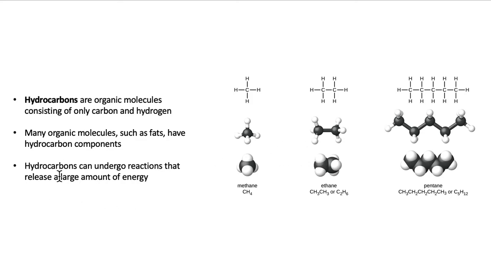Under certain circumstances, when a cell is out of sugar, hydrocarbons are used as a fuel. So if the cell does not have enough sugar to digest and get energy from it, it uses hydrocarbons. And yet hydrocarbons can undergo reactions that release large amount of energy.